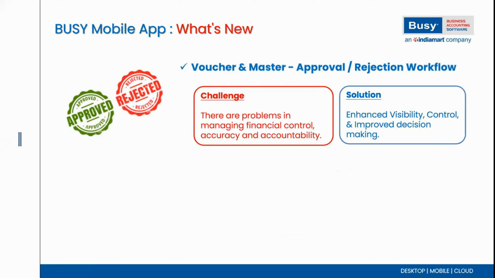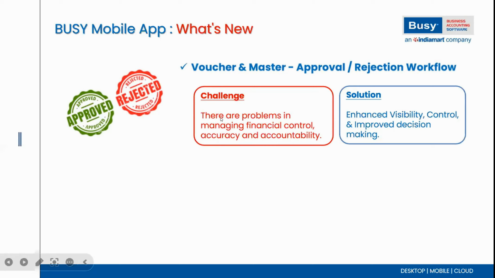Now you will be getting this voucher approval functionality on your mobile phone also. Keep in mind, this feature will only work if you have purchased the Busy Enterprise model. This feature is directly connected with the Busy software. If you are using the Busy software basic model, you can't get this. Using the enterprise model, this feature is available on your phone as well.